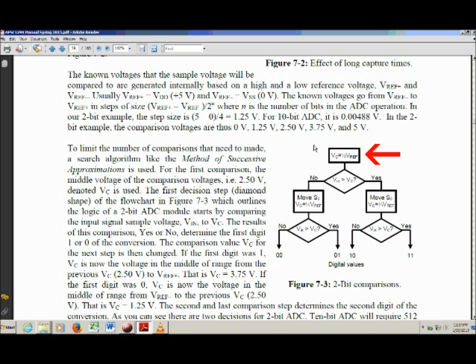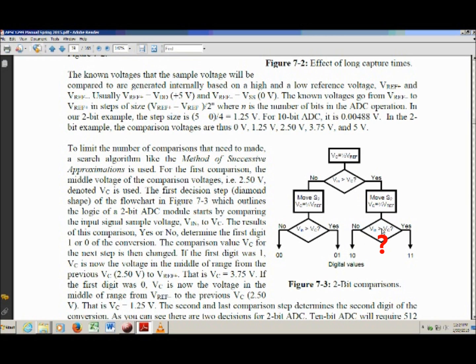So first you start by defining a comparison voltage, Vc, and you set that equal to 1/2 of Vref, so 1/2 of your total range of voltages. And then in this diamond here, they test whether the input voltage is bigger or smaller than the comparison voltage. If, for example, it's bigger, then you'd come over here, and they set a new comparison voltage, again to the midpoint of the new range, which is the upper half of the original range.